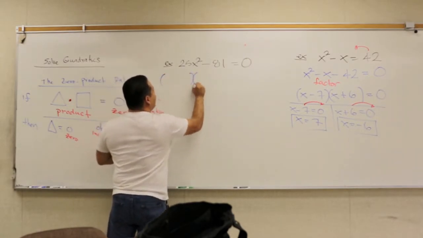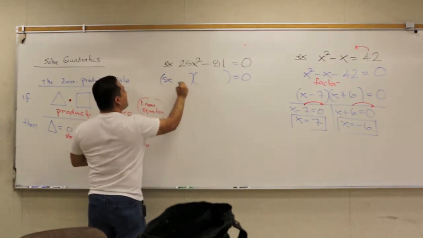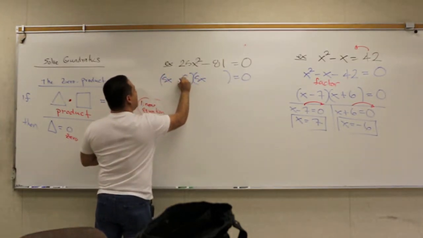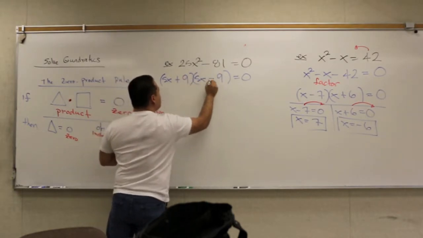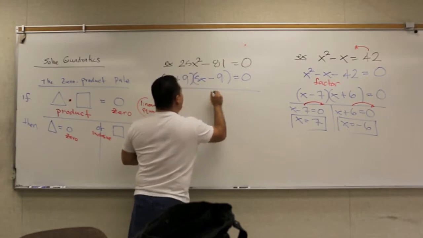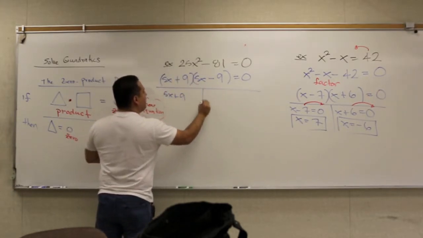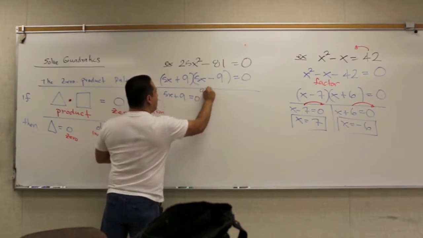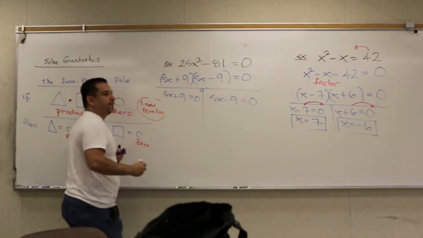Now, remember how we did that. We've been working on those. This is going to be a 5x. Here's a 5x. 9, here is 9, and we add and what? Subtract. Now I get to use my zero product rule, meaning I get 5x plus 9 is 0, or 5x minus 9 is 0, okay?